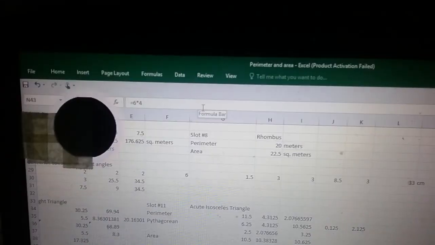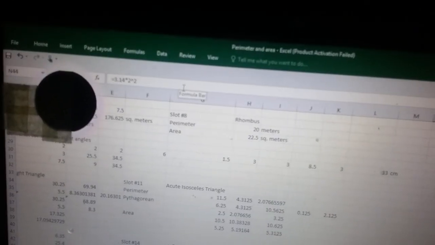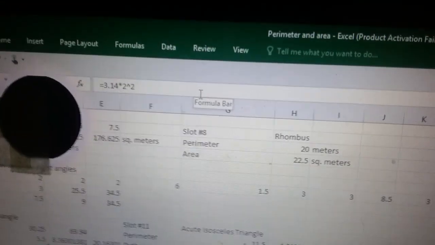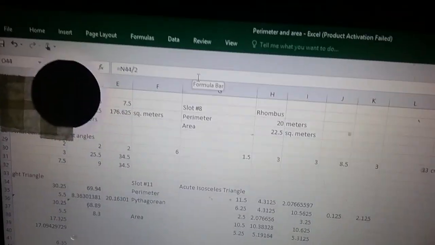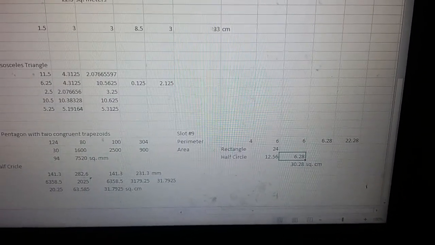The 24 is 6 times 4. Then here, for the area of the half circle, it's always 3.14 times 2 caret 2, which is 2 raised to the second power, or 2 squared. And we should get 12.56. But this one, N44 divided by 2. N44 is that cell, the 12.56. Divide by 2 to give you 6.28.